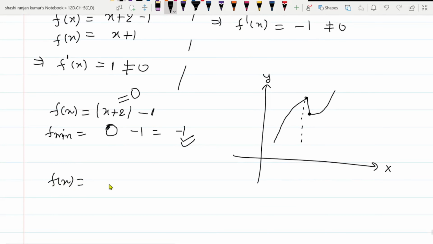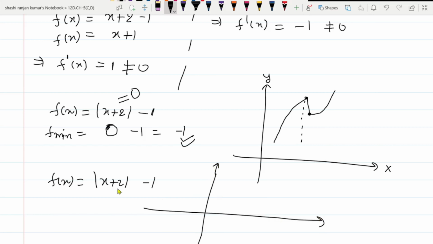f of x is equal to mod of x plus 2, minus 1. If you plot the graph here, you will get the graph like this. So it will be here, -2, means this point is -2. Okay, so let me show you the transformation of the graph.